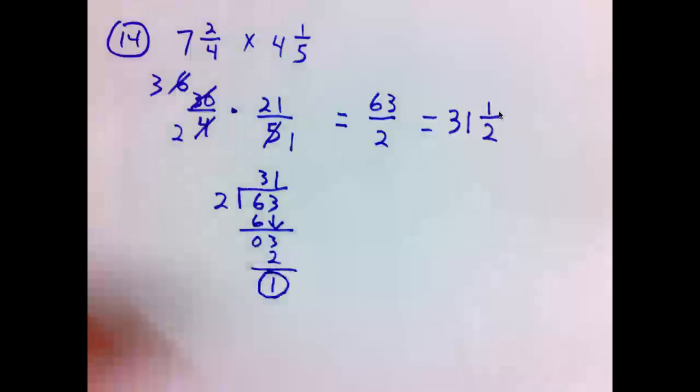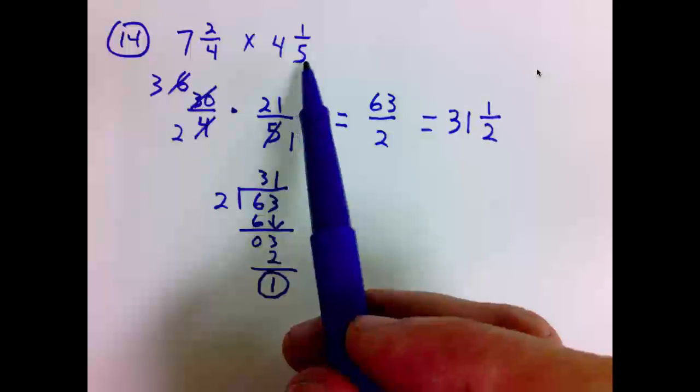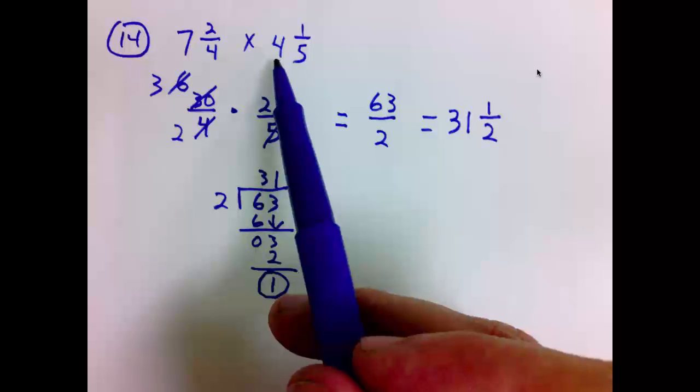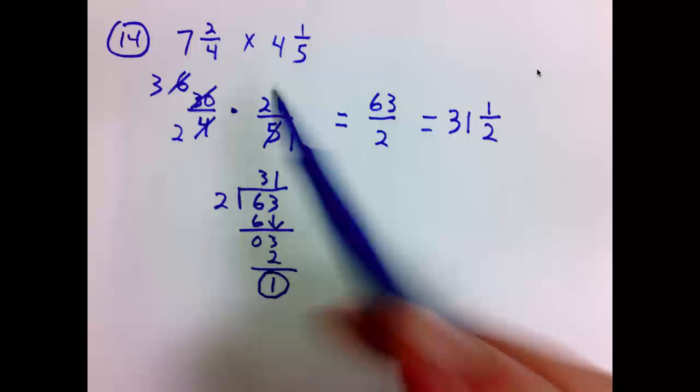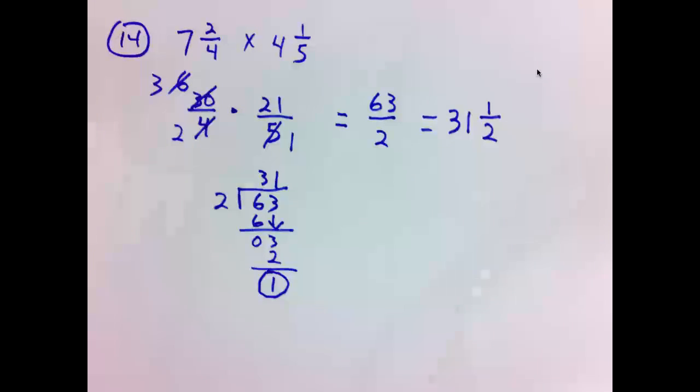Lastly, we check for reasonableness. We have 7.5 times 4 in a little bit. Well, 7 times 4 is 28. It should be more than 28. So 31.5 is reasonable. All right. That is 11 and 14 from Wednesday. You can now do 12 and 13.